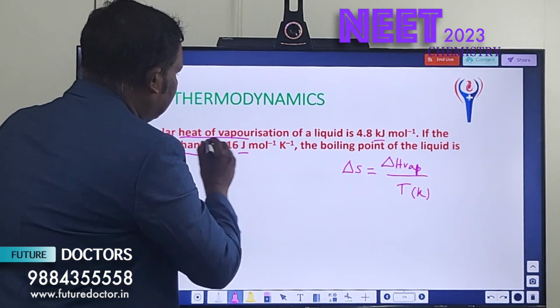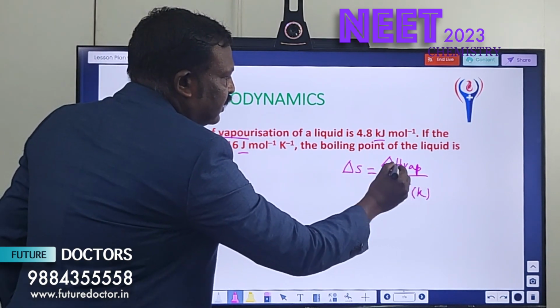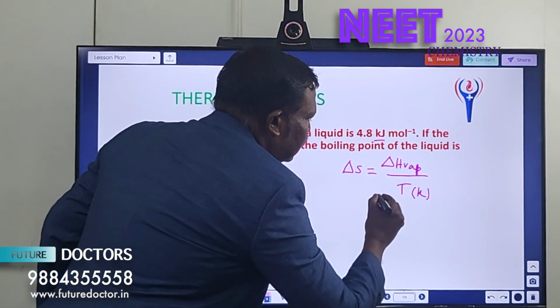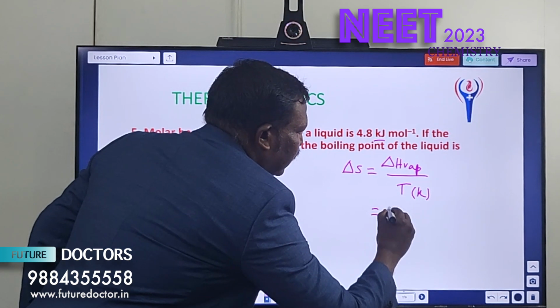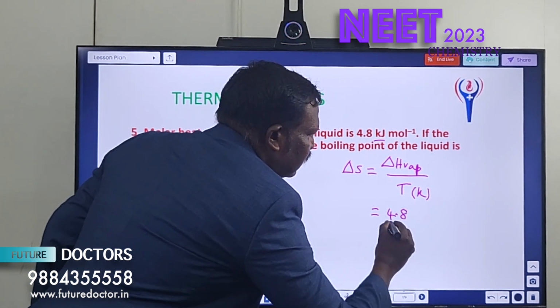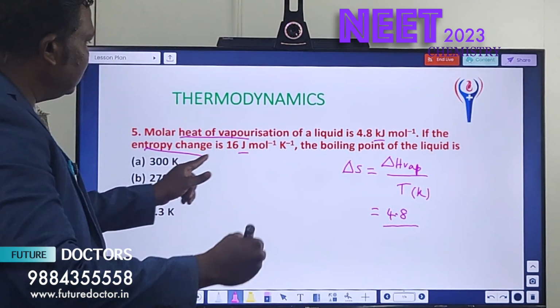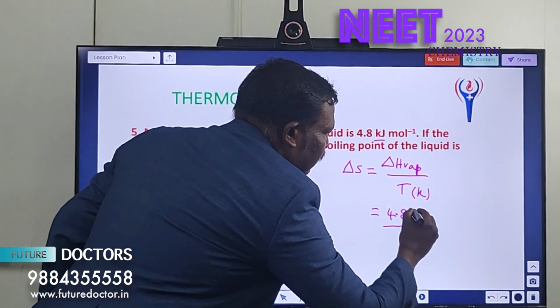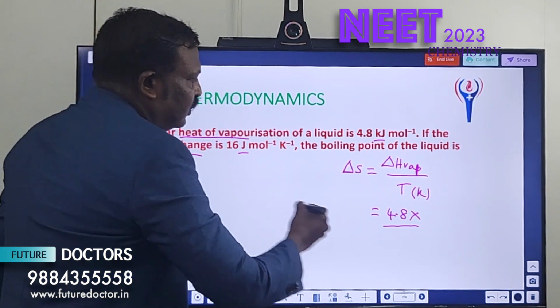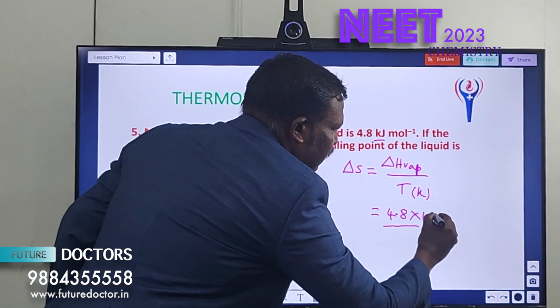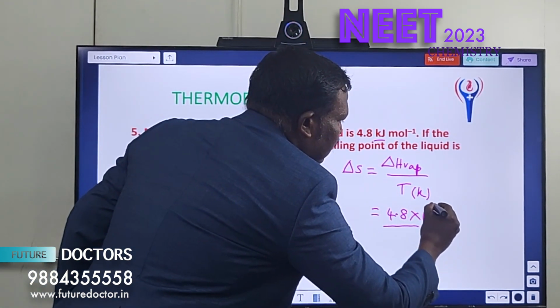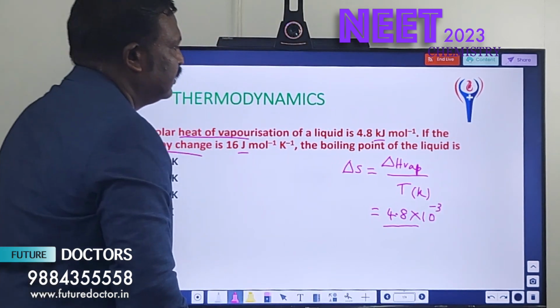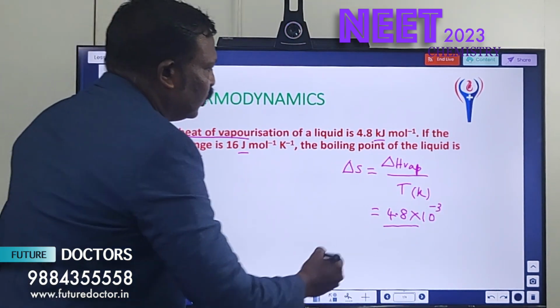You know, molar heat of vaporization is what? It is 4.8. But convert into joule. No, this is kilojoule, so you convert it into joule. Kilojoule converts into joule by multiplying by 10 power minus 3. Understood? Joule per mole per Kelvin.